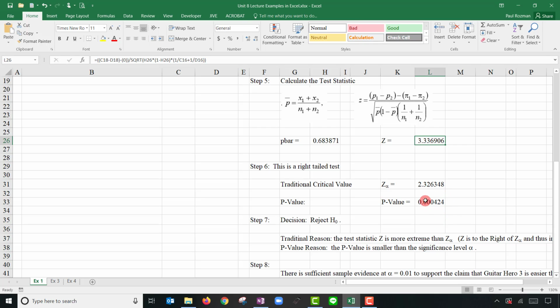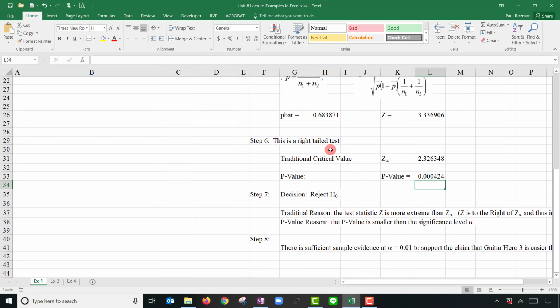If you're a p-value person, here's the formula we just wrote down, 1 minus norm.s.dist, and I went with this 3.34. And you can see the p-value is quite a bit smaller than we thought it was even. We said it was smaller than 0.0010, and it's actually 0.0004. Either way, we're going to reject the null hypothesis, and we get our conclusion.